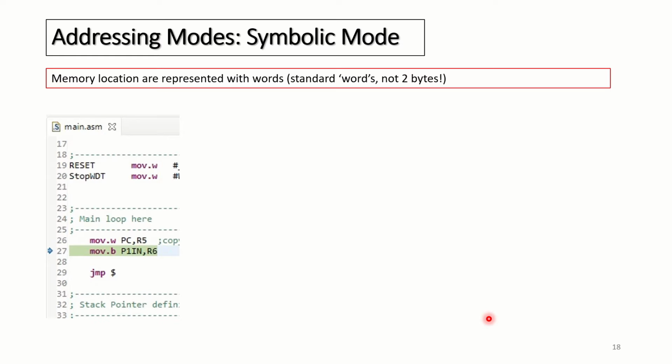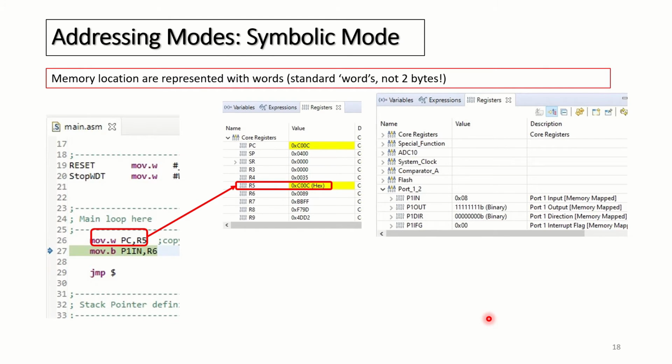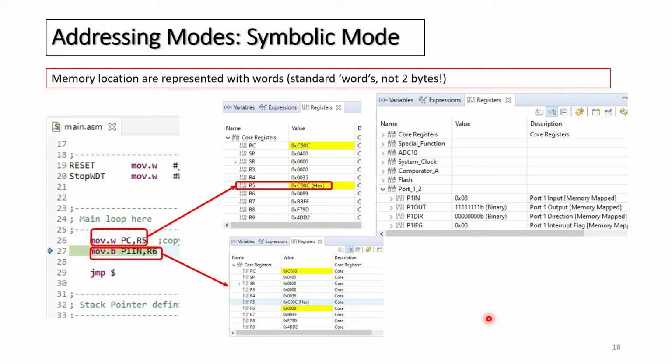In the symbolic mode, memory locations are represented with words. The first move instruction inserts the content of the program counter to register 5. The second move instruction inserts the P1 in register's content to register 6. Pay attention that since the P1 in register is an 8-bit register, that's why move.b instruction is used. P1 in register holds the values of the digital input port 1.